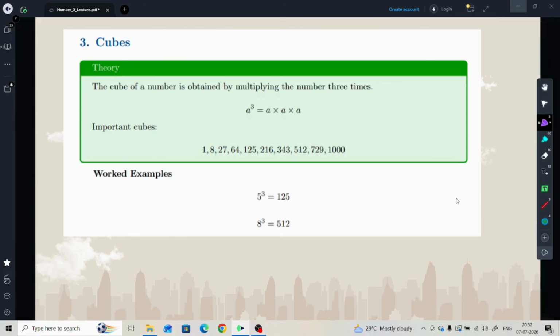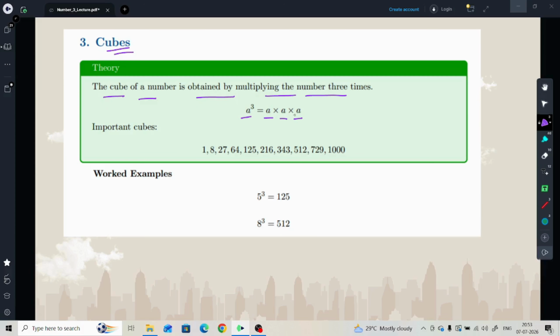Okay. Now let's move on to the third part, that is basically finding out the cubes. Just like we found out the squares, how we just multiply the number by itself. But in the case of the cube of a number, it is obtained by multiplying the number 3 times. If I have a cube, we can write it as a times a times a. So that's it, a cube.